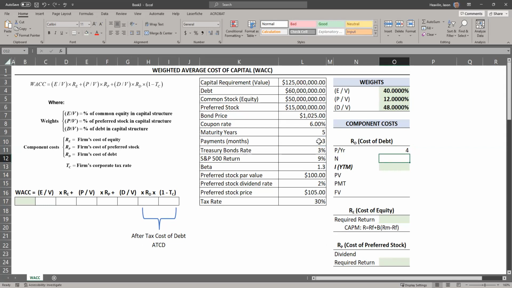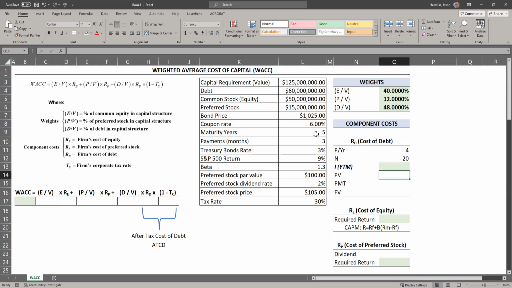How many periods, how many payments are going to happen over the life of this bond? We know the bond is 5 years, and we know they pay every 3 months, which is 4 times a year. So if I take the 4 times a year multiplied by the 5 years, we have 20 periods. We're going to skip this one here because that's the one we're going to calculate at the end.